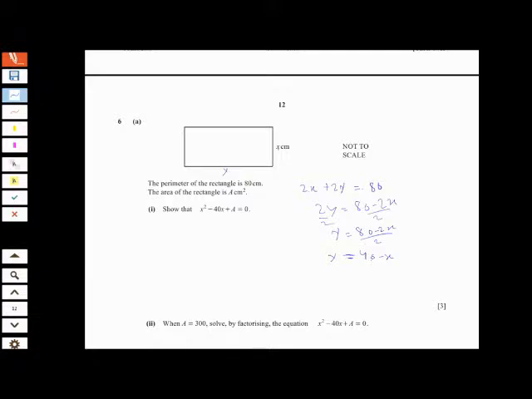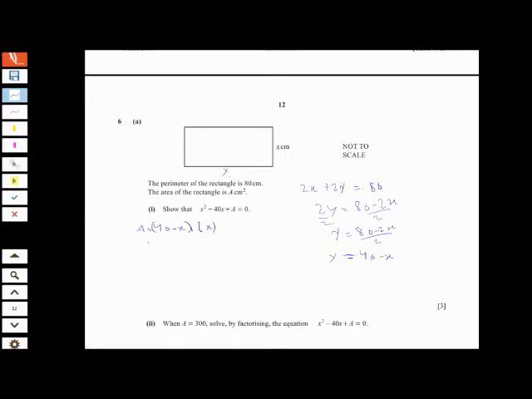Okay, now with that we know that. Find the area of the rectangle. What's the area of the rectangle? Area of the rectangle equals y times x, but we already know that y is 40 minus x, times x. Yes, now that is the formula. Show that x squared. Okay.